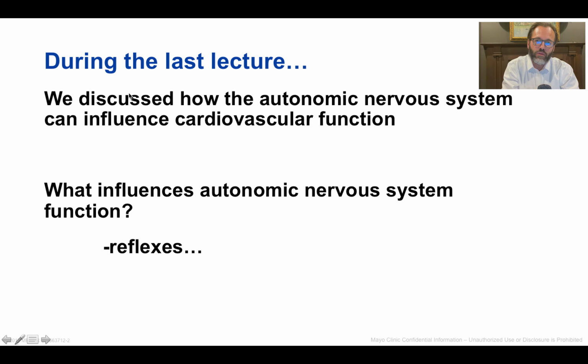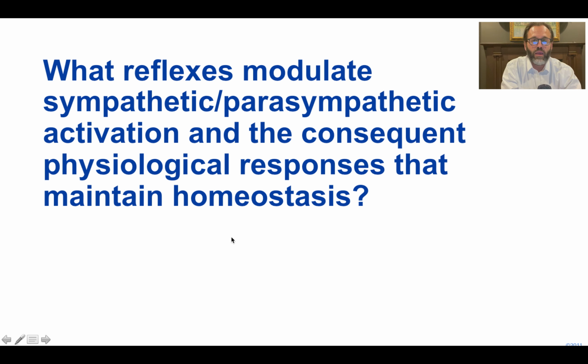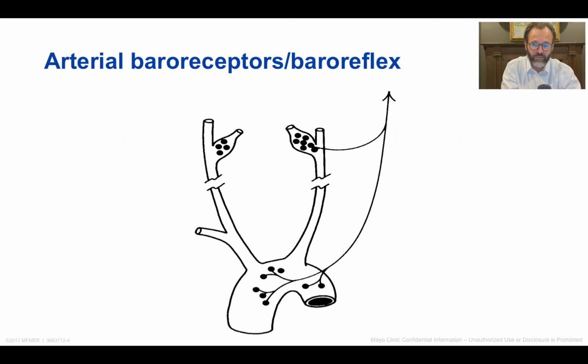And during that last lecture, what we discussed was how the autonomic nervous system can influence cardiovascular function. Of course, the big question being then what actually influences the influencer, if you will. And as alluded to at the outset here, it is reflex regulation of autonomic nervous system outflow. And so therefore, the biggest question here is, well, what are the reflexes that are modulating sympathetic and parasympathetic activation and the consequent physiological responses that maintain homeostasis?